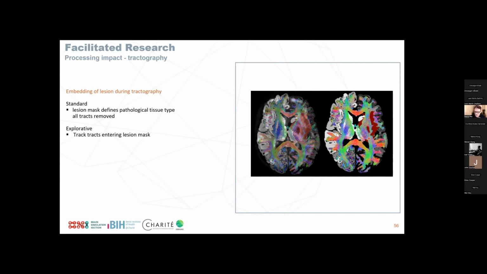And what we see is that even though we do not specifically integrate lesion information in this tractography, we see that some of the topology of the lesion is well captured inside of the tracks that we capture.